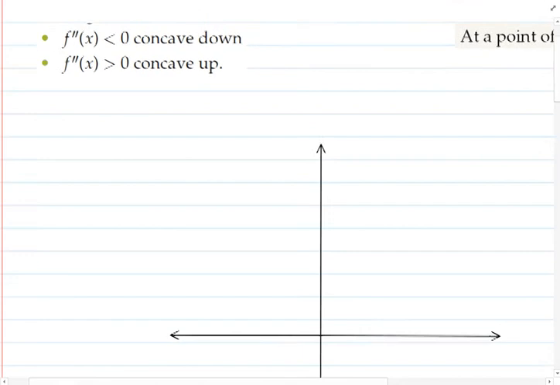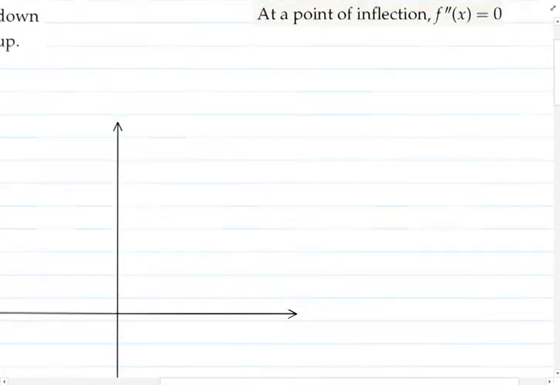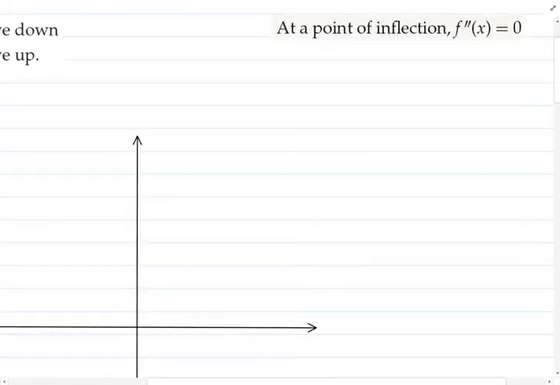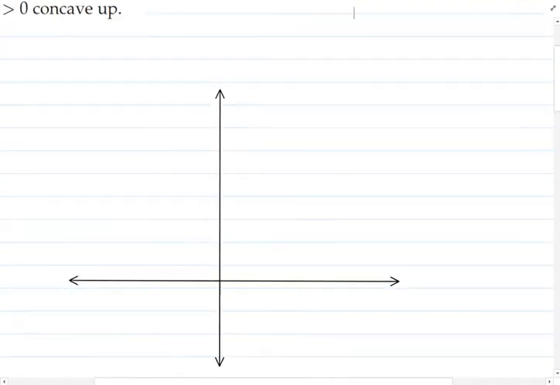So I've got a couple of definitions here, and this notation here with a double dash means that we're differentiating twice. And so if we differentiate twice and our derivative is smaller than 0, we're concave down. And if we differentiate twice and our derivative is bigger than 0, we're concave up. And I'll explain what that means in a minute. And then we've also got this one here that at a point of inflection the double derivative is equal to 0. So let's just sketch out a graph.